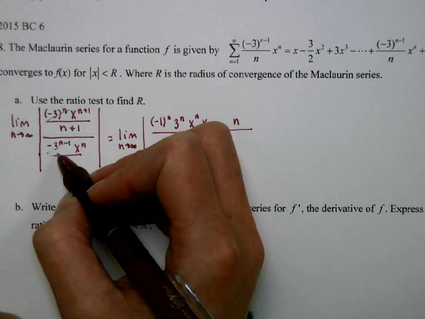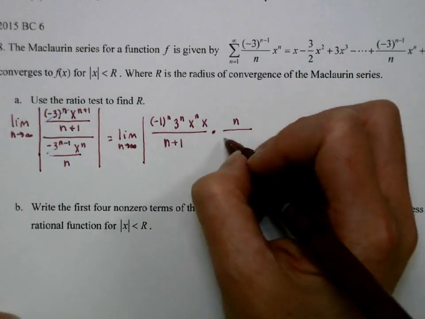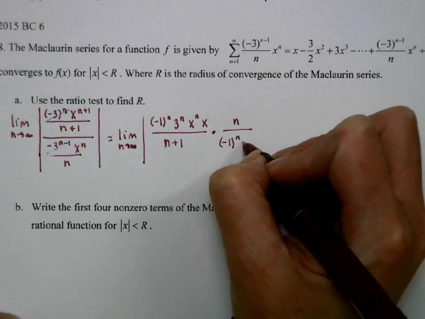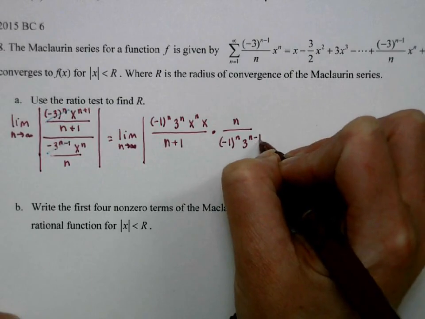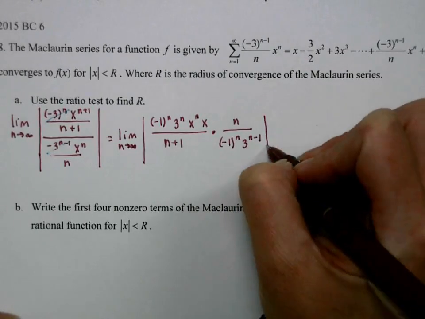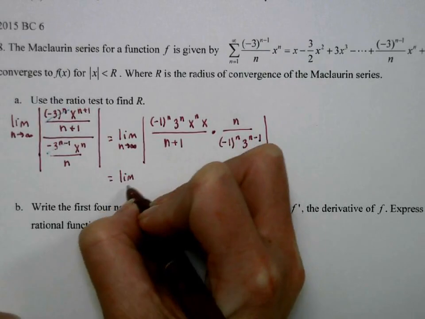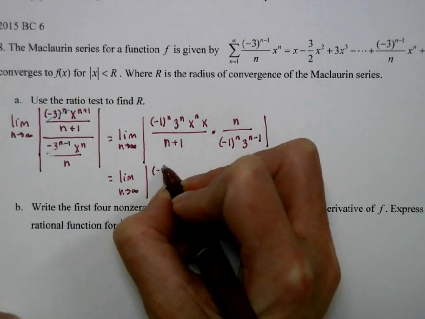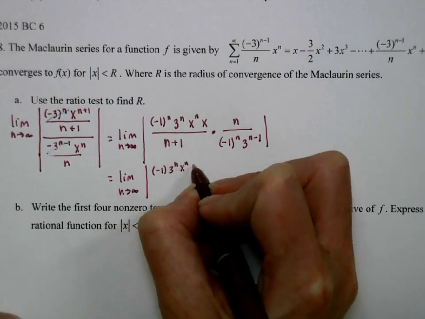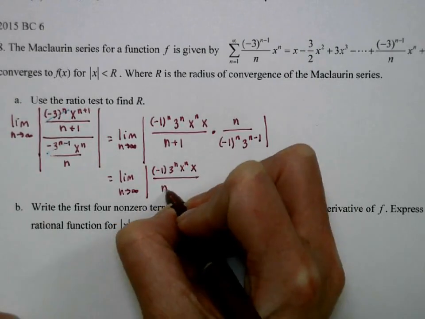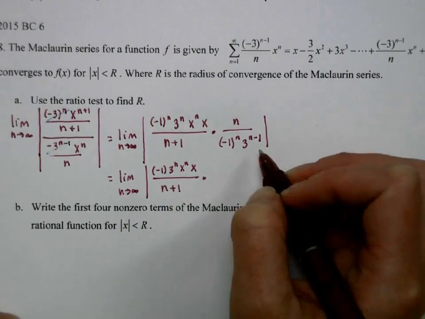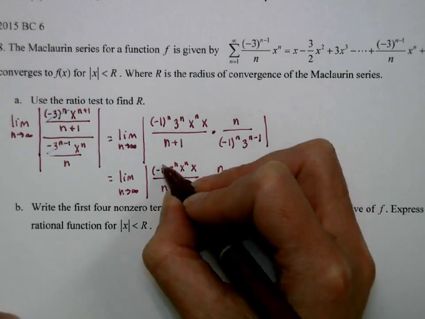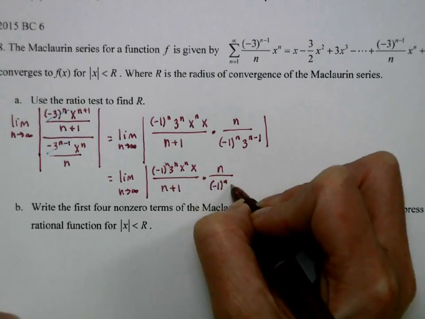So negative 1 to the n and 3 to the n minus 1, which is going to be the same as... I'm going to do one more thing before I cross stuff off, and I could cross stuff off already, but I'm going to rewrite this one as negative 1 to the n, 3 to the n times 3 to the negative 1. So that's going to be interesting.